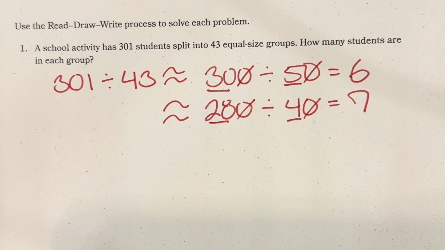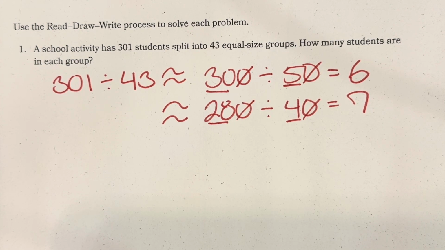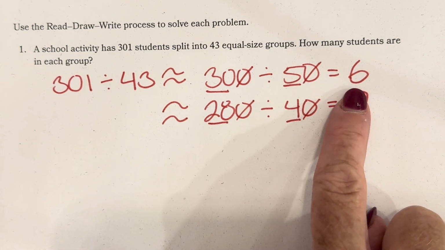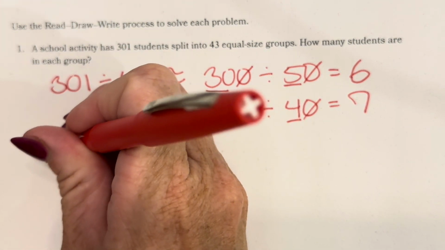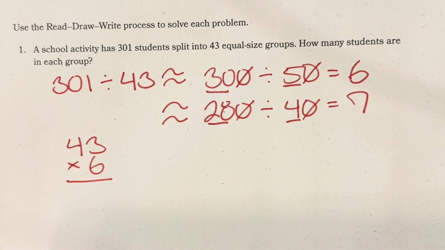Okay, so now I have an idea of what it's going to be. I could go straight to my tape diagram, but before I do, I might want to check these to see which one works. So I'm going to first see if I have 6 groups of 43, what would that be?